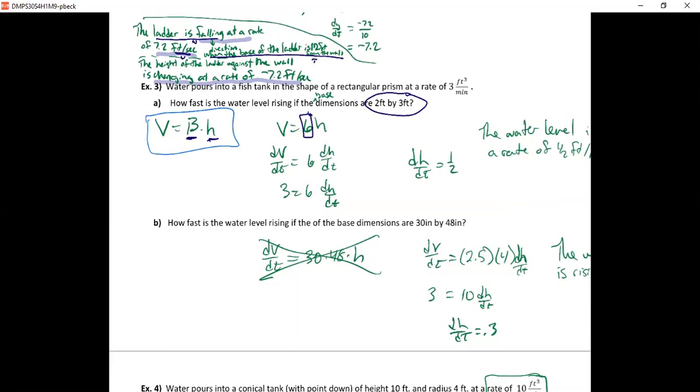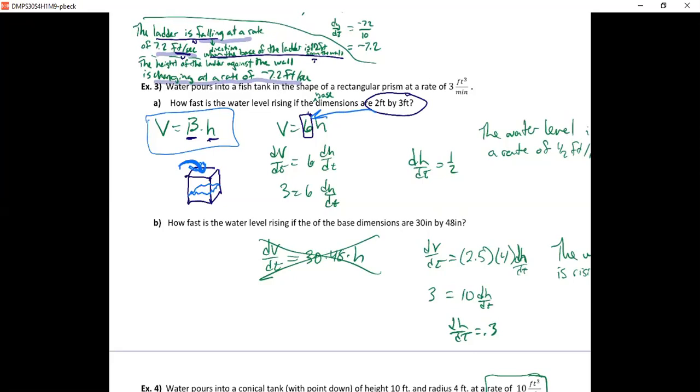So we have water pouring into the fish tank. I strongly encourage you to draw a picture just to help you get into that situation. Water is pouring in at a constant rate, and that water is filling up the tank. So how fast is the water level rising if the base dimensions are 2 feet by 3 feet? Those 2 feet by 3 feet are how we got the area of the base to be 6. So dV/dt is always going to be 6 times dh/dt.